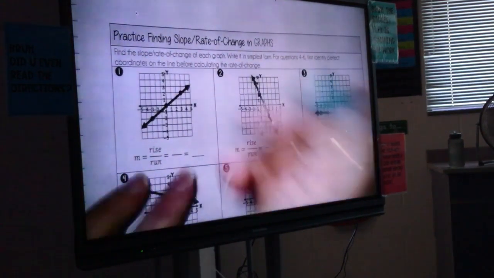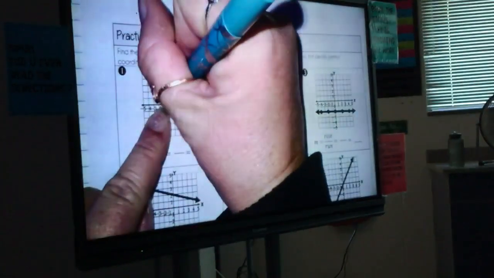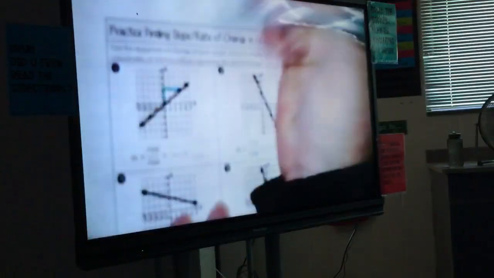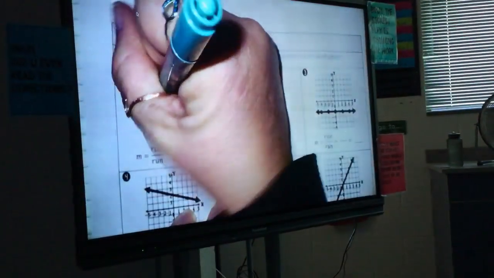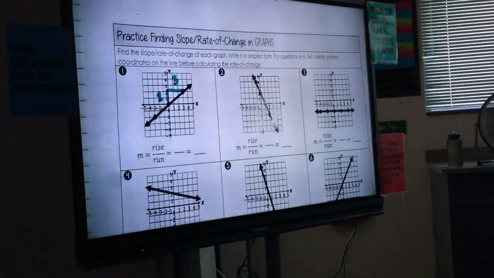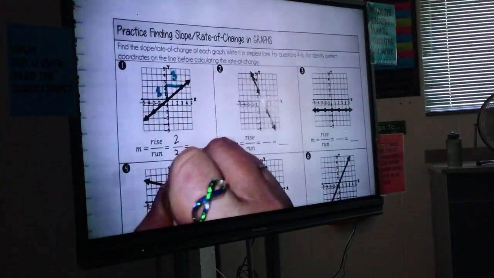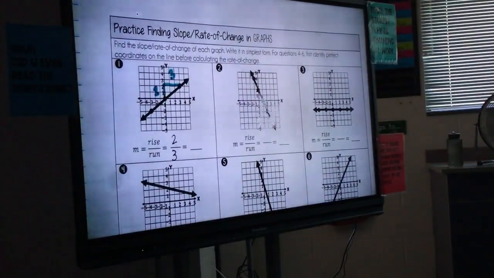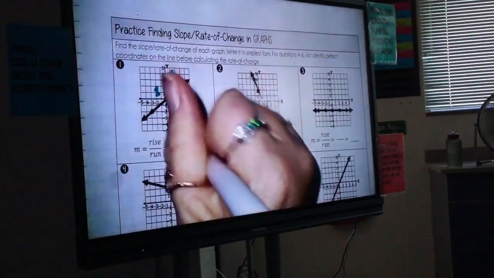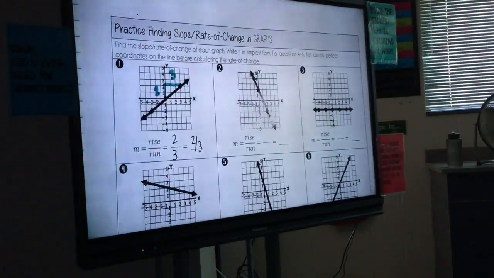So for this one, let's just use these 2. So I'm going to go up 2, and I'm going to go to the right 3. So my rise is 2, my run is 3. Then I'm going to write 2 to 3. Can it be simplified? No, so then it becomes 2/3. Okay? So that is how you're doing the top ones.